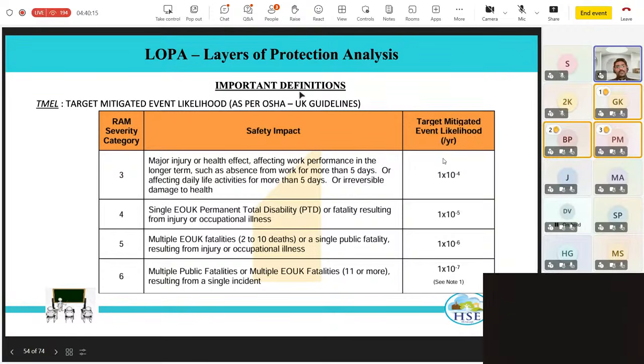This is what goes directly into a LOPA based on this severity category, and this value is directly going into a LOPA, based on whichever severity and incident. For a severity 4, it says single EOUK permanent total disability, or a fatality resulting from the injury. So see here it is considering permanent disability or a fatality resulting from injury or occupational illness. This is 1 into 10 raised to minus 5 per year.